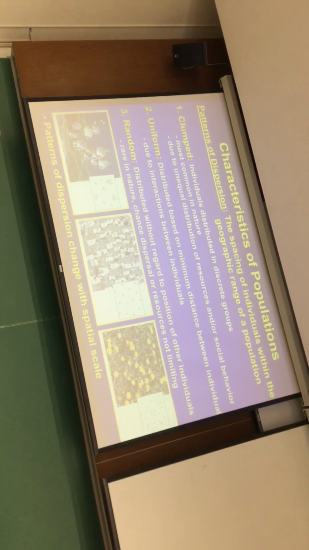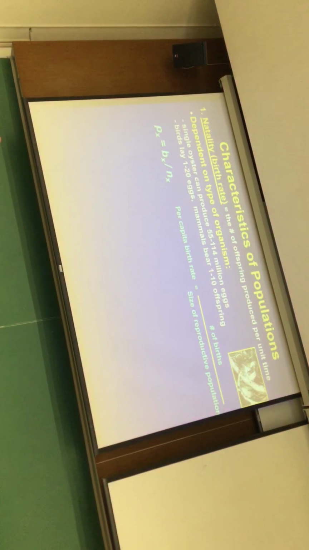All right, so again, patterns of dispersion change with scale. Let's talk about natality, which is simply the number of offspring produced per unit time, completely dependent on the organism. So here's some examples of birth rates. A single oyster produces 55 to 114 million eggs per year. That's a hell of a lot of offspring, right? However, how many of them survive? A tiny little fraction of that, okay? Birds lay about 1 to 20 eggs per year, depending on the species. Mammals bear about 1 to 10 offspring, okay? So it goes down depending on who you are and what you do for a living. But what's really important is not how many you produce, it's how many basically survive, right?